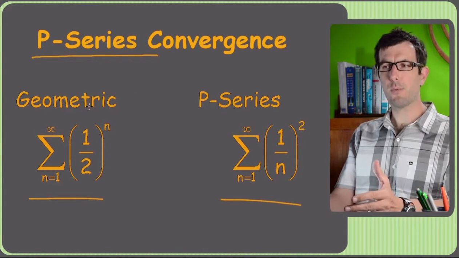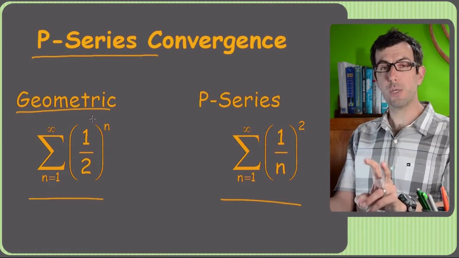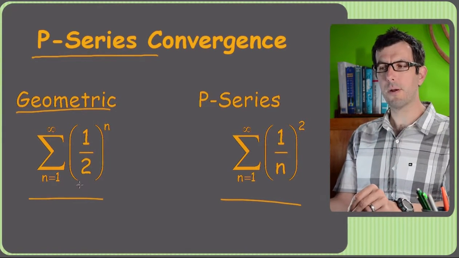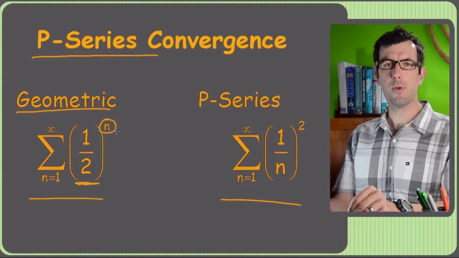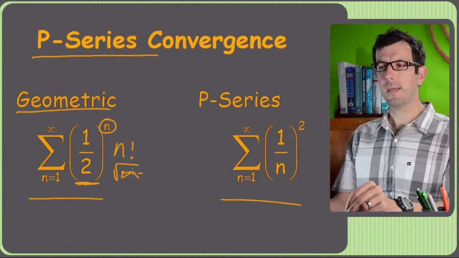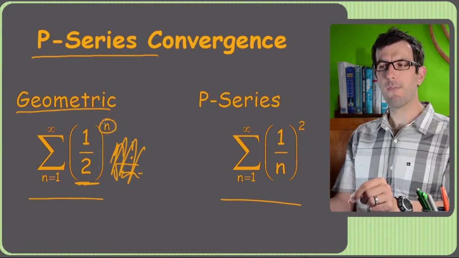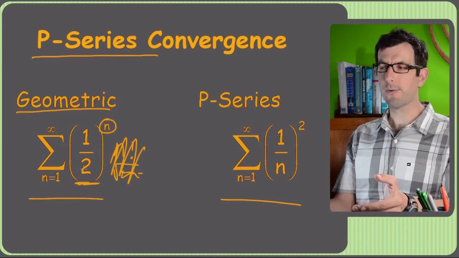So just a refresher, when we saw a geometric series, the giveaway or the tell that you were looking at a geometric series was that you had a number raised to an exponent of n. And you didn't have anything else, like there was no n factorial, there was no square root of n, anything like that. It was a constant raised to a power of n, either upstairs or downstairs or whatever.